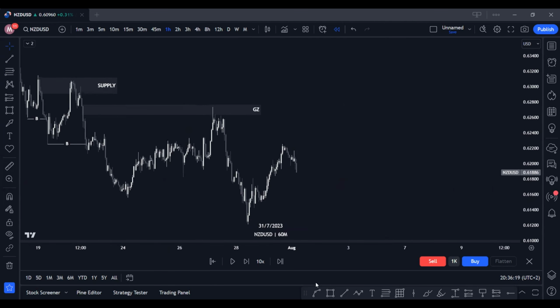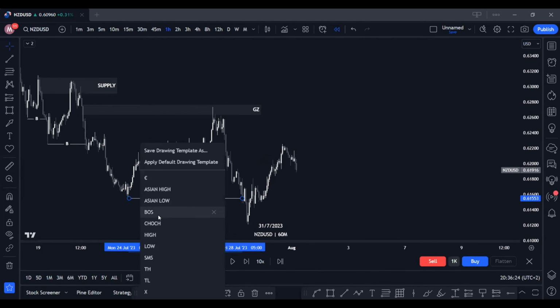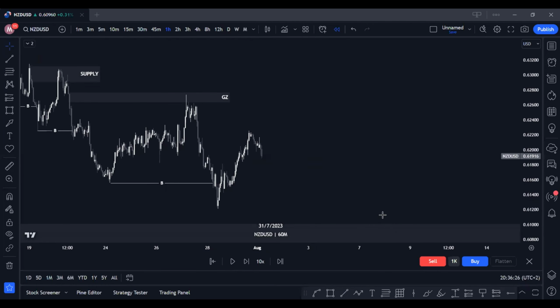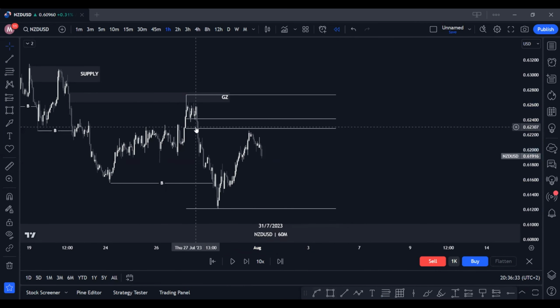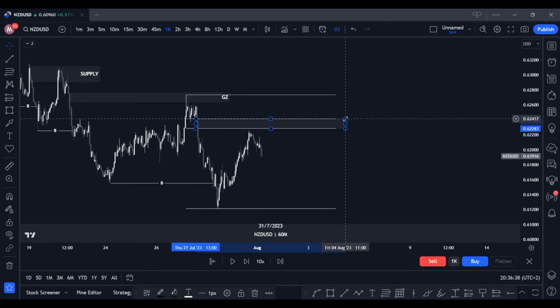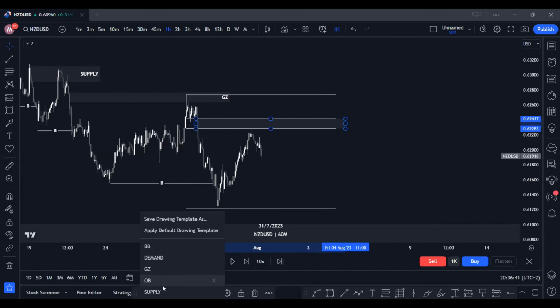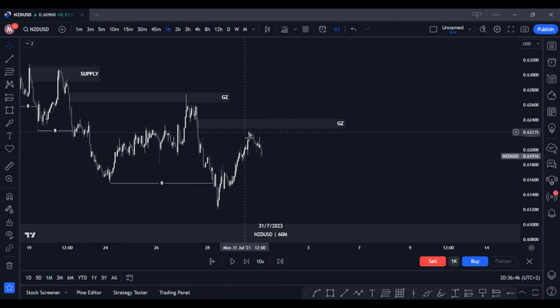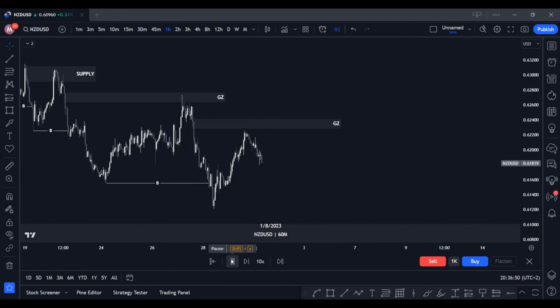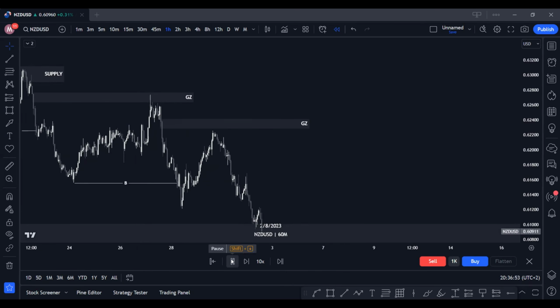And again, price creates our break of structure here. And let's see if we put our fib level from our high to our low. Okay, so price just turns right below our golden zone area, and pushes to the downside.